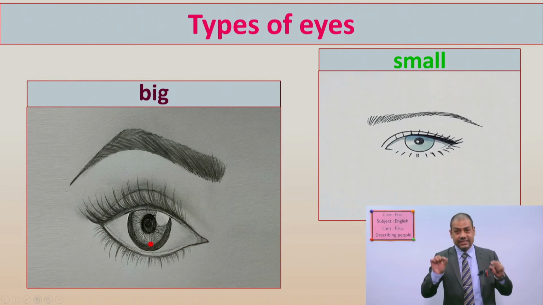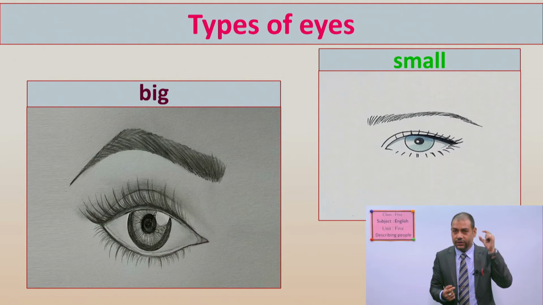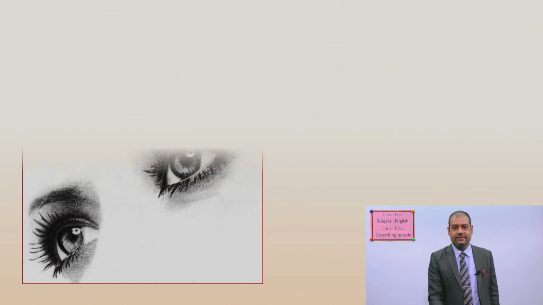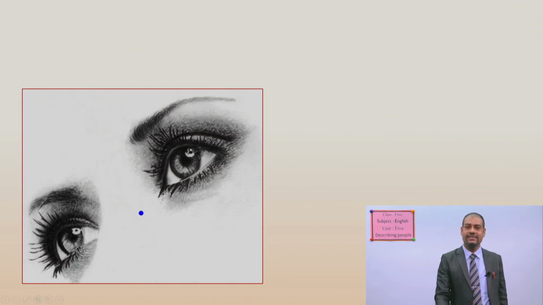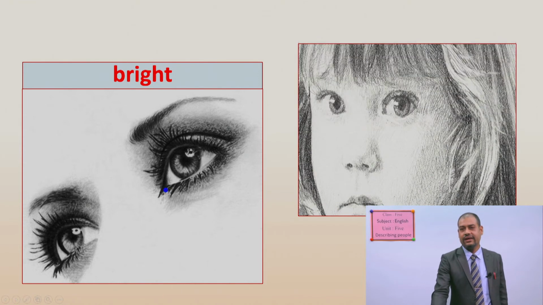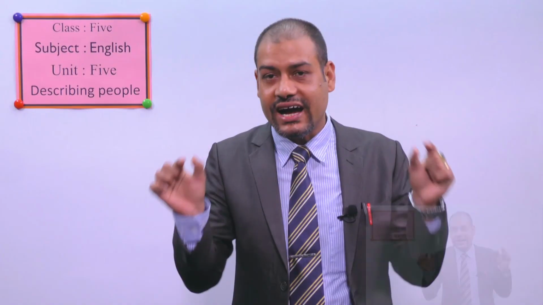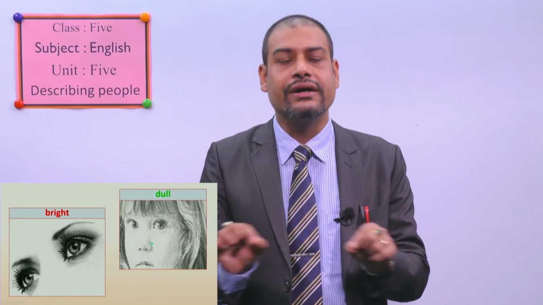Okay, so it means while describing eyes, if the eye is small, you can use small. If the eye is big, you can describe as big. Okay, big one. So another, this type of eyes. What type of eyes are these? See, these are bright eyes. Okay, bright eyes. Now again, we have another eyes. These eyes are dull eyes. Okay, these are bright, these are dull. So you can use these words to describe someone's eyes. Please write them down in your exercise book.